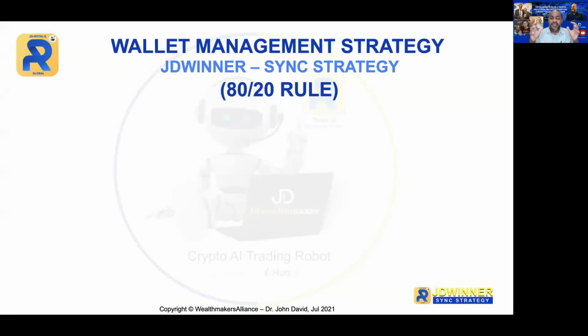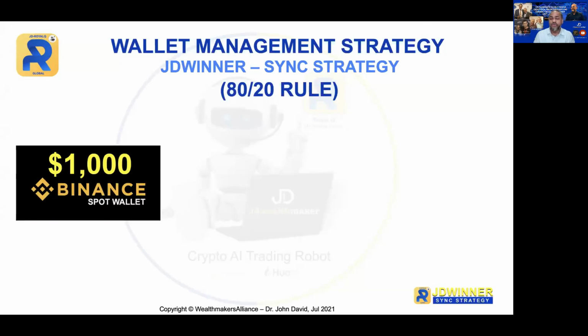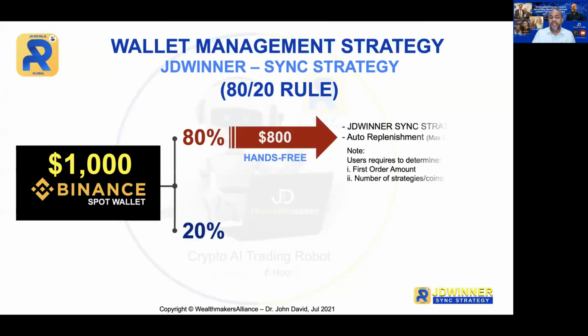Okay, now in this example, we're going to use $1,000. So let's say you have $1,000 in your spot wallet. This is your trading fund. With this trading fund of $1,000, you can then divide into 80-20%. So this is an 80-20 rule. That 80%, which is $800, will be allocated into the hands-free. This is where you will be doing the scene strategy with JDWINNER, and there will be an auto replenishment.